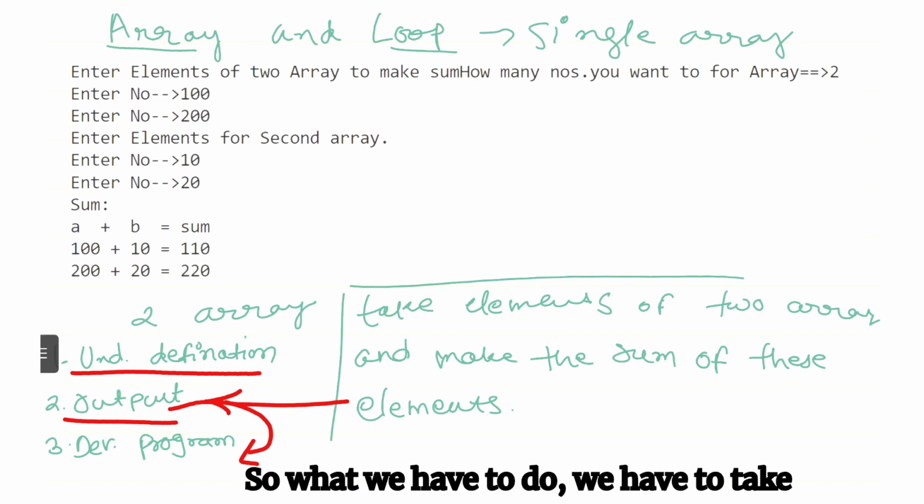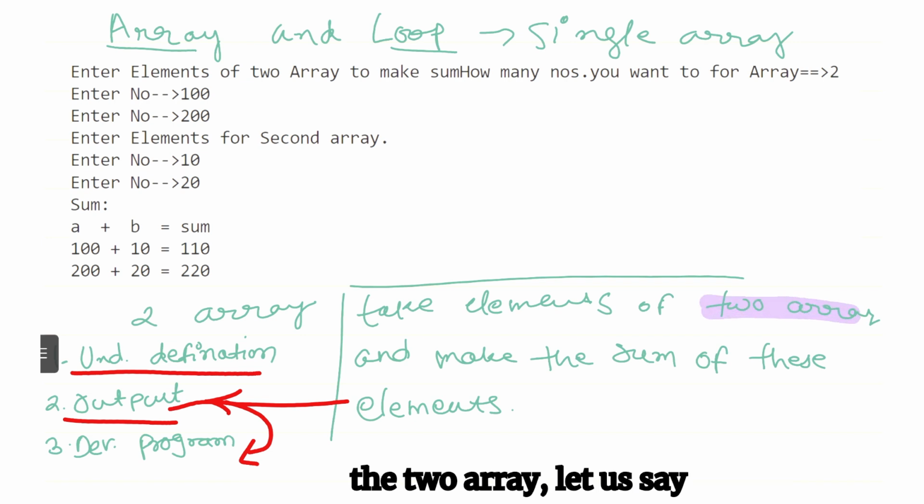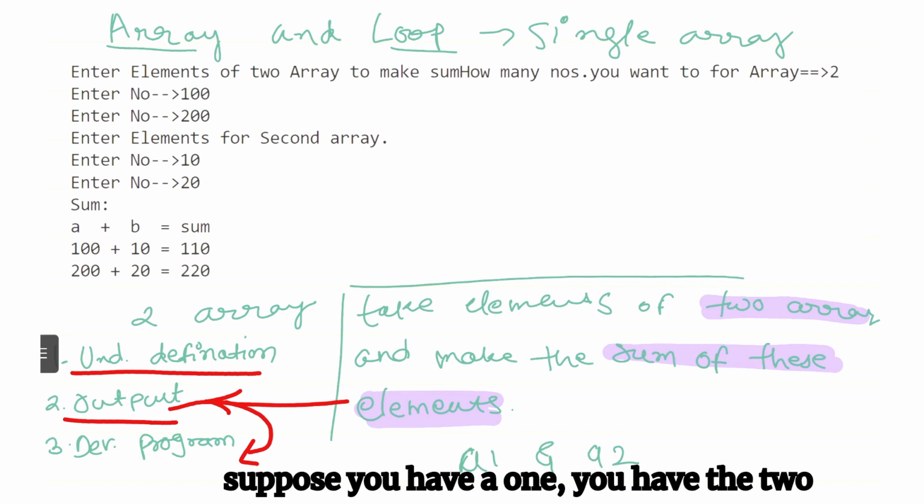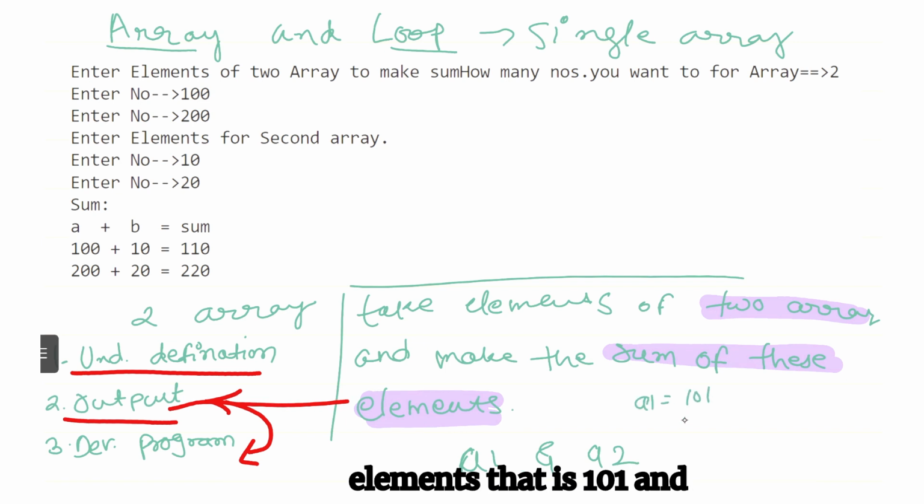So, what we have to do? We have to take the two arrays. Let us say A1 and A2, and make the sum of these elements. For example, suppose you have A1 with two elements, that is 101 and 102, and A2 you have two elements 201 and 202.